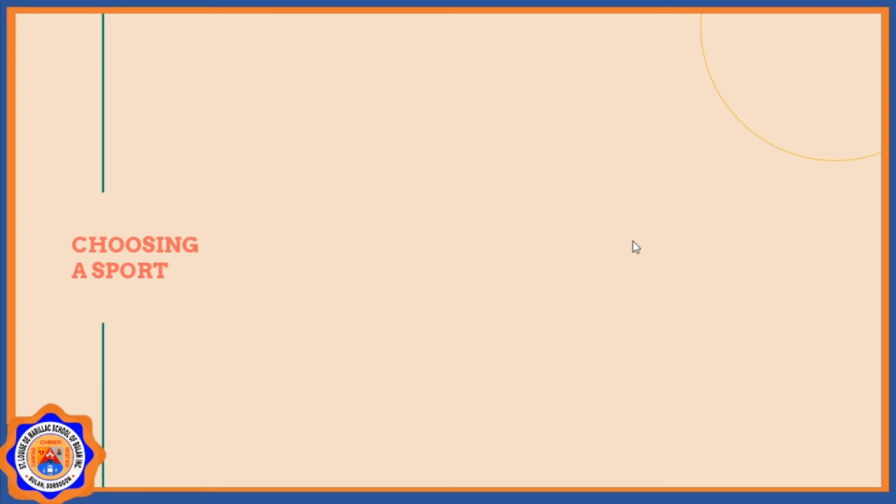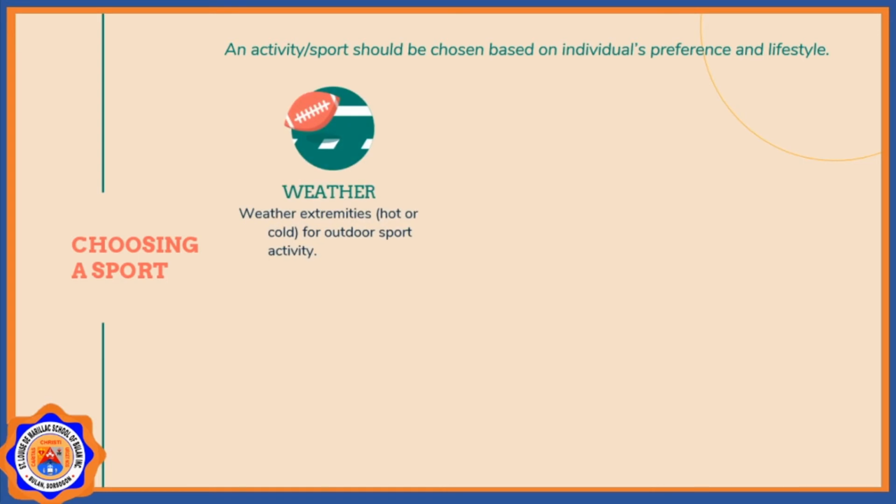So there are also things to consider in choosing a sport. Well, an activity should be chosen based on an individual's preference and lifestyle. Some of the considerations that will guide an individual in their choice of sports include these. Number 1 is weather. So weather extremities, hot or cold, for outdoor sport or indoor sport. So you must consider the weather, because you might experience dehydration and other unnecessary injuries.